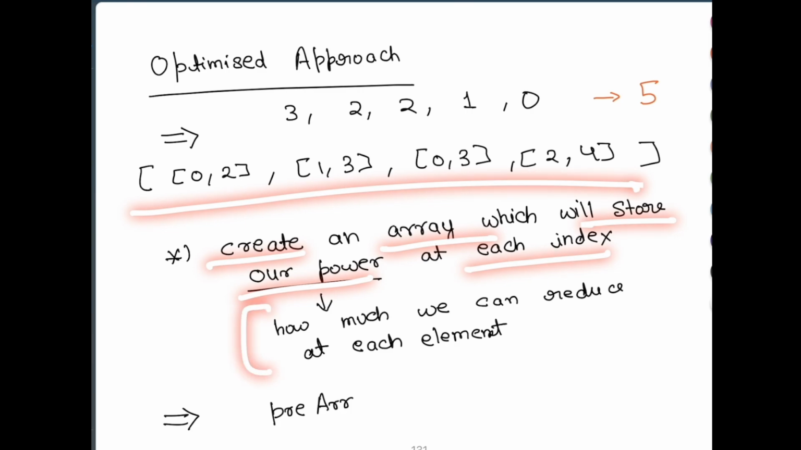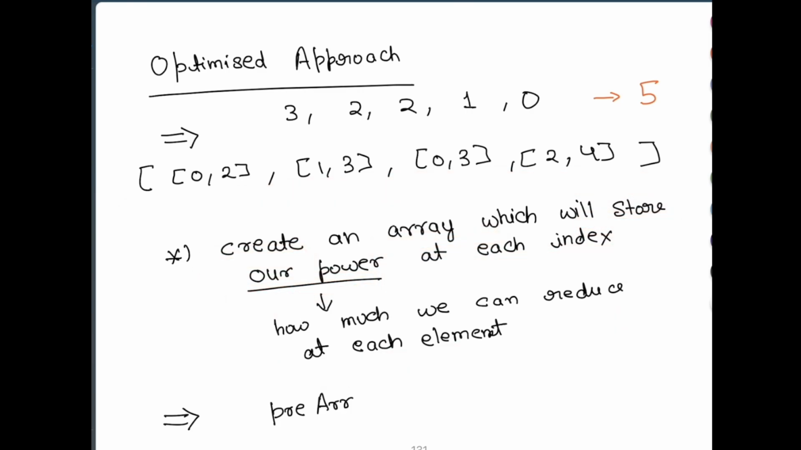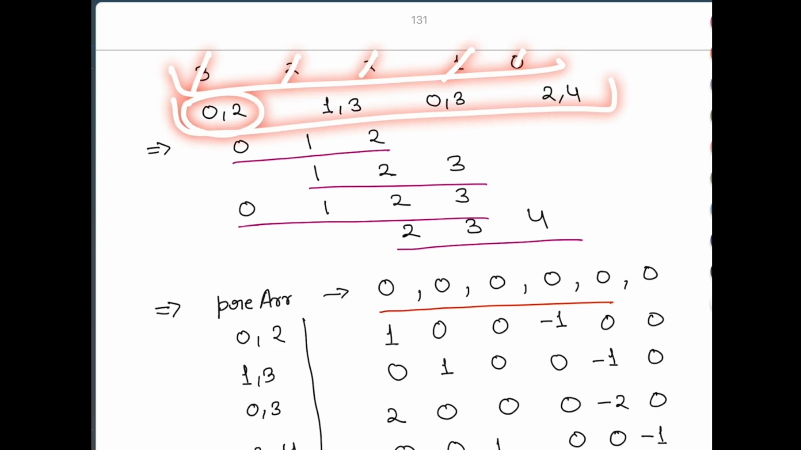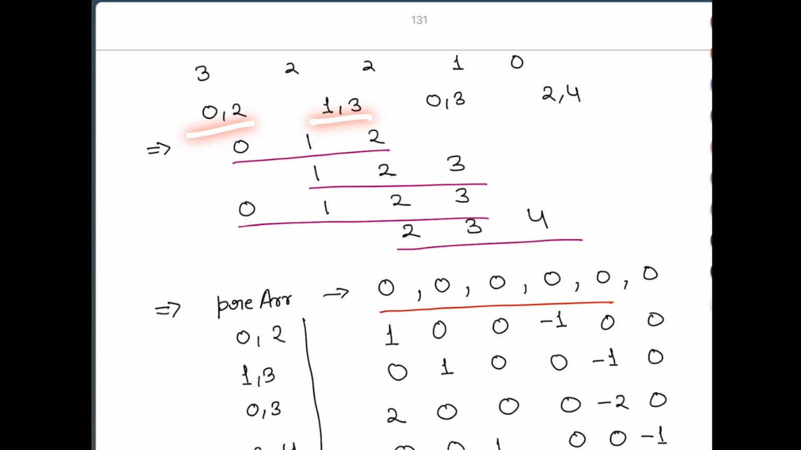This power, again, is how much we can reduce at each element. Now let us call this particular array pre-ARR. Okay, so we will try to compute the value of this pre-ARR. Let us see how. Now this is the input. This is the nums array 3, 2, 2, 1, 0. These are the queries 0 to 2, 1 to 3, 0 to 3, and 2 to 4. Now let me write these queries in this format. The first query 0 to 2 is 0, 1, 2. The second query 1 to 3 is 1, 2, 3.